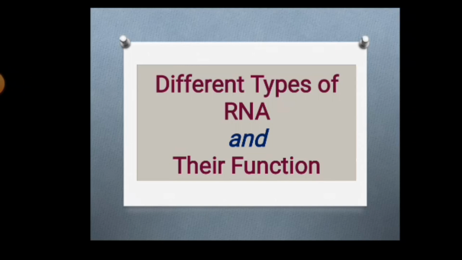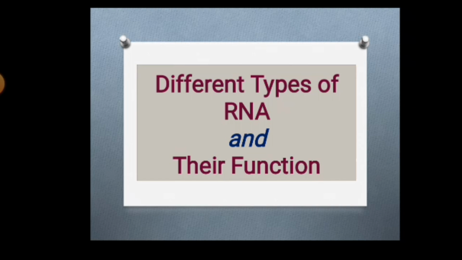In today's video, we will discuss different types of RNA and their functions. As we know, the central dogma of molecular biology deals with the flow of genetic information within a biological system. It is often stated as DNA makes RNA and RNA makes protein. Now, RNA stands for ribonucleic acid.